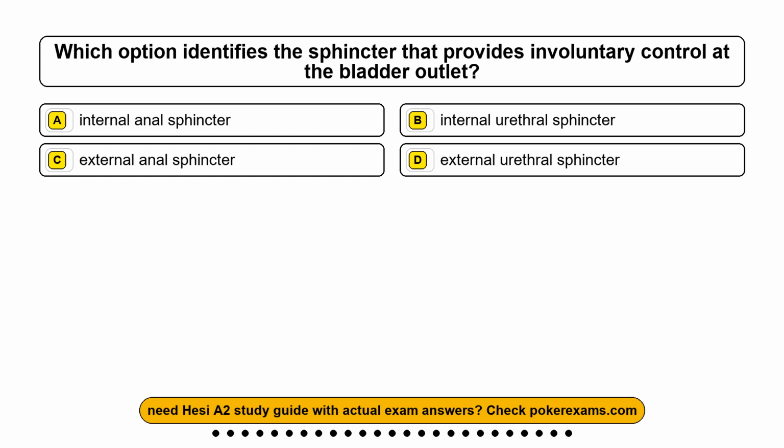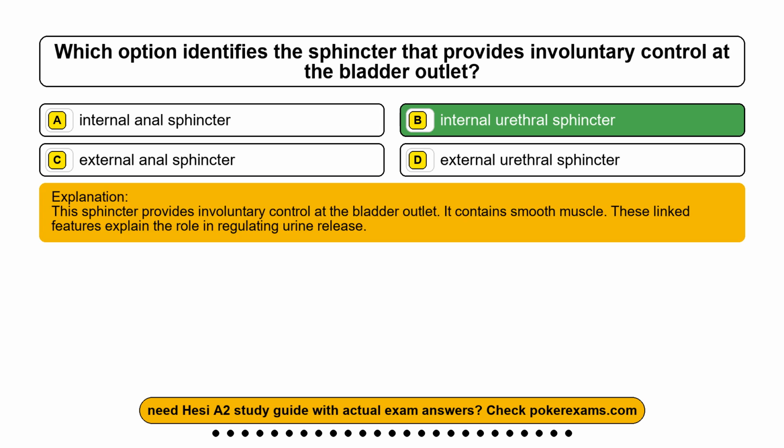Question 22. Which option identifies the sphincter that provides involuntary control at the bladder outlet? Option A, internal anal sphincter. Option B, internal urethral sphincter. Option C, external anal sphincter. Option D, external urethral sphincter. The correct answer is option B, internal urethral sphincter. This sphincter provides involuntary control at the bladder outlet. It contains smooth muscle. These linked features explain the role in regulating urine release.